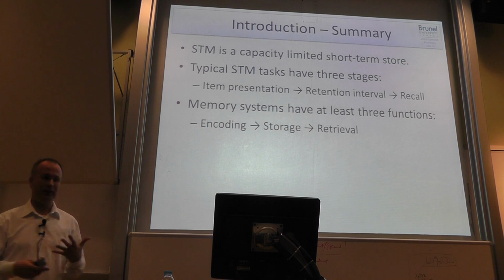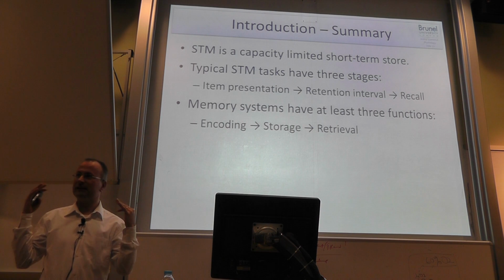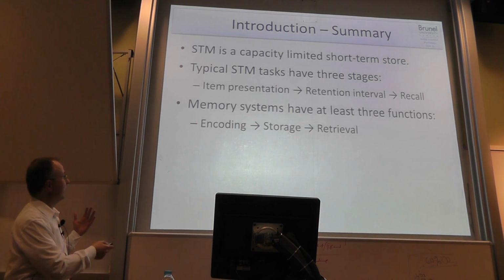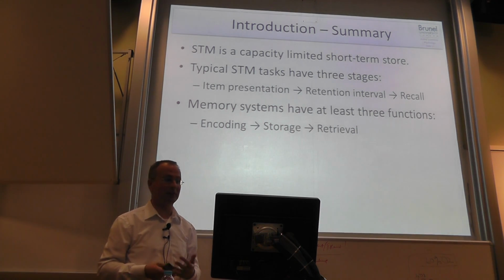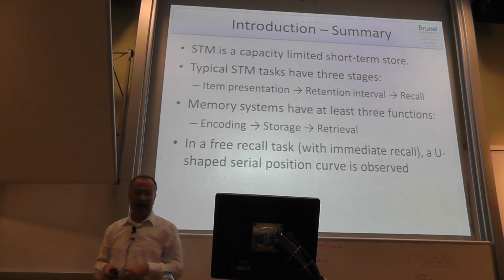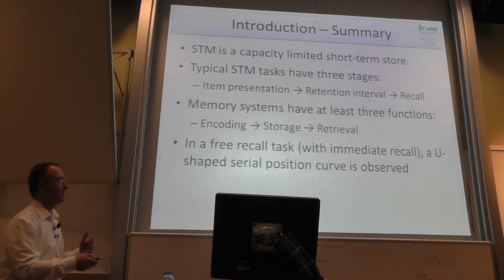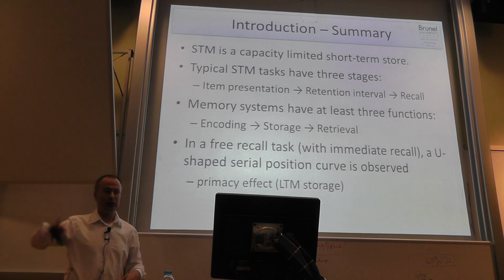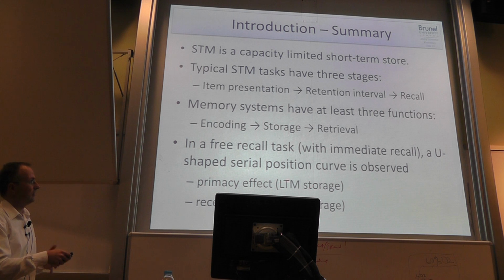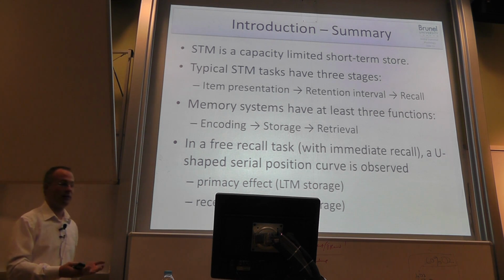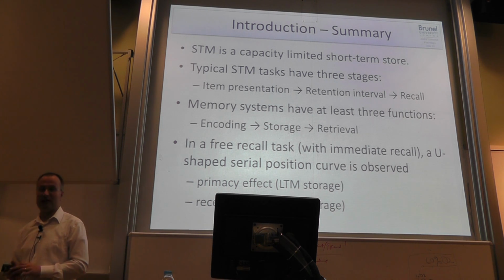Okay, so we have these three different functions. When we want to describe a cognitive architecture of memory, then we have to incorporate the encoding, the storage, and the retrieval processes here. And the final thing: when we do a free recall task with immediate recall, then we see this U-shaped curve with the primacy effect, which is indicative of long-term storage, and the recency effect, which then shows the short-term memory storage in these types of tasks.